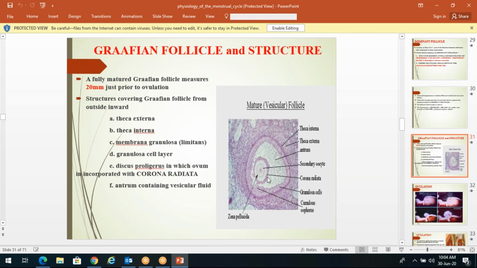And this is your oocyte. The oocyte is surrounded by a connective tissue-like layer, which we call the zona pellucida. Around the ovum there are also a few cells. We call it the corona radiata.